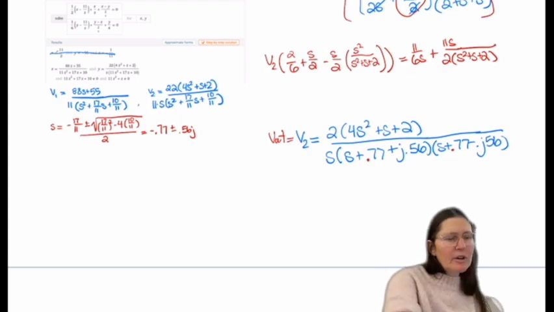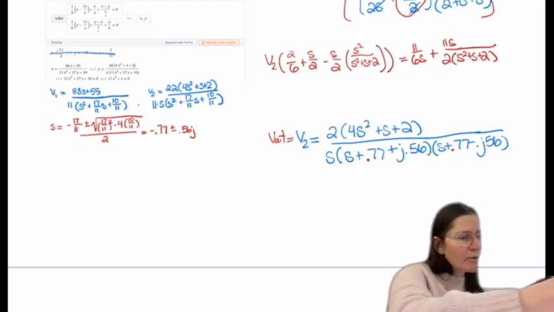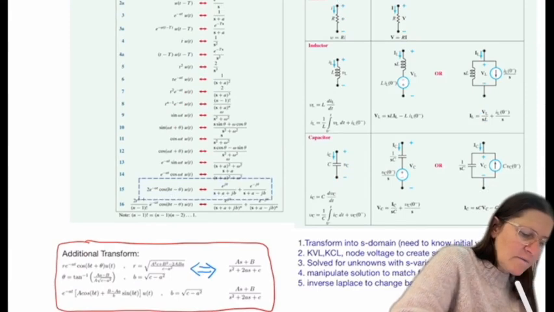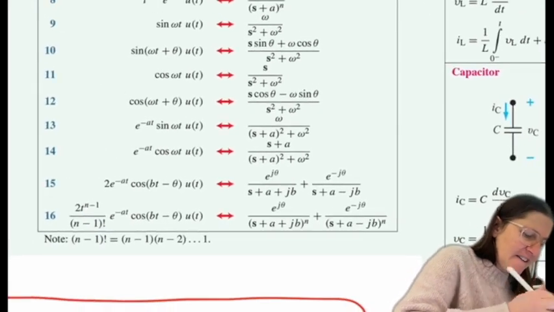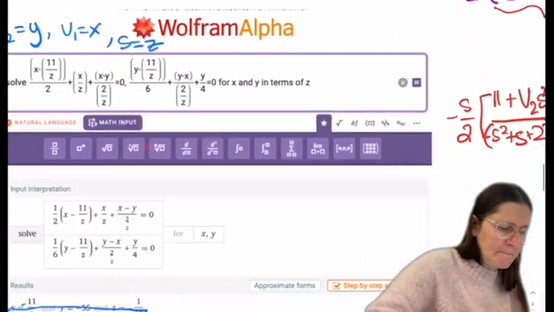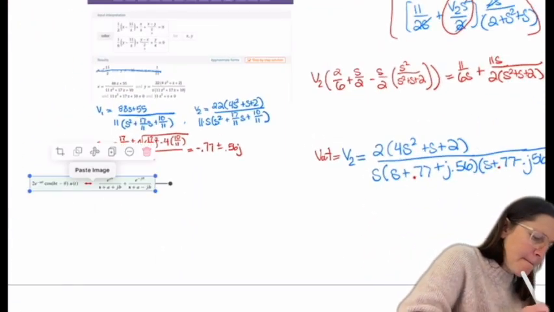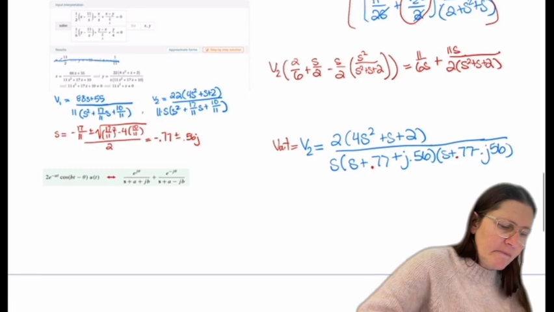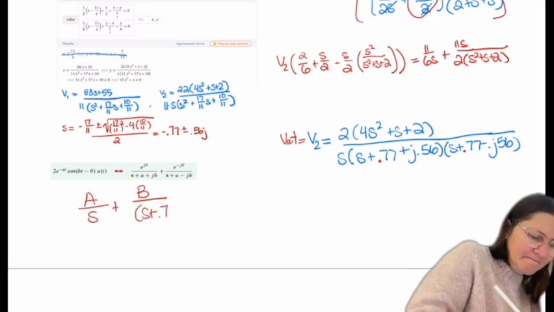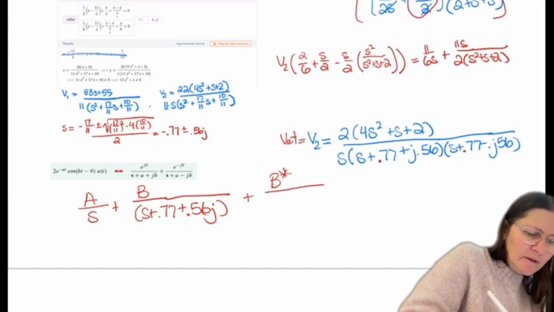Noticing that you have the complex conjugates on both of those is a sign that you're going to want to get it into the form of most likely something like this. So this would be the form you're trying to reach.